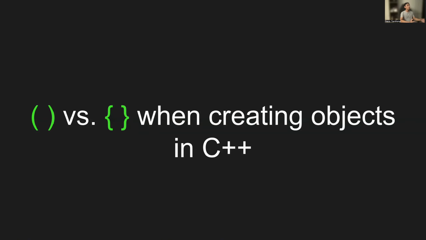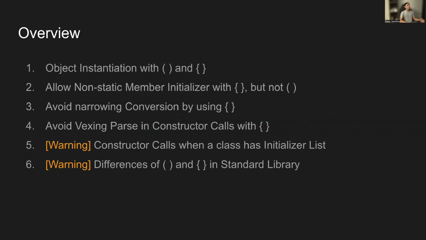So today we're going to look into the differences between using parentheses and braces when creating an object in C++. For the overview, we go over 6 points here. The first point is the normal case of using parentheses and braces in object instantiation.